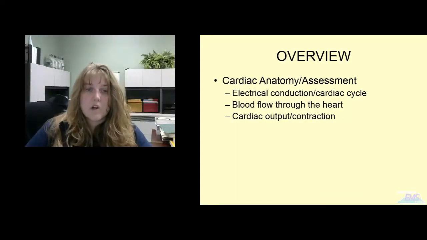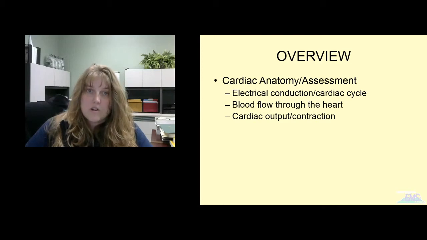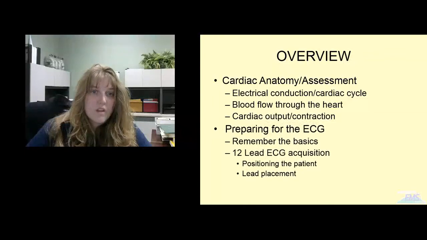We are going to talk about the cardiac conduction cycle, blood flow, and also review a little bit about cardiac output and contraction. We're also going to prepare for the EKG, so we want to remember what those basics are and then look at 12-lead EKG acquisitions.